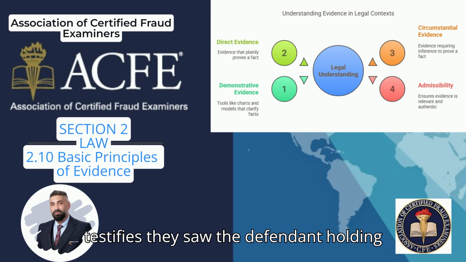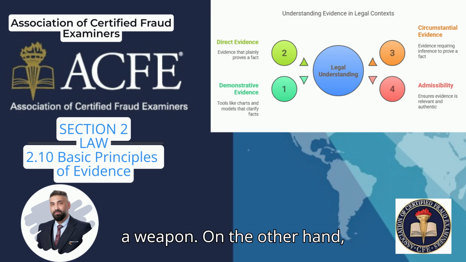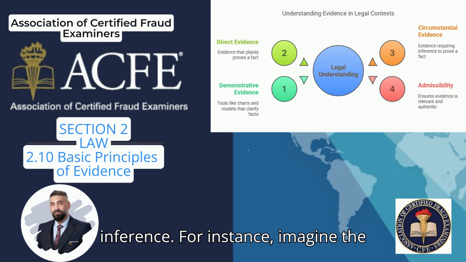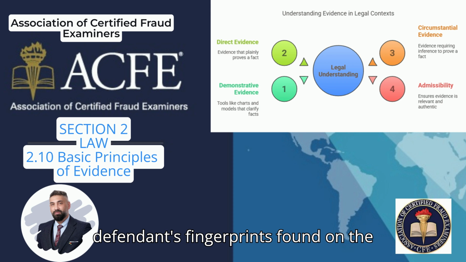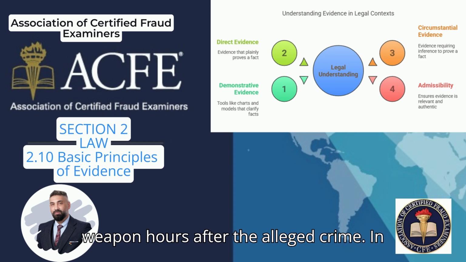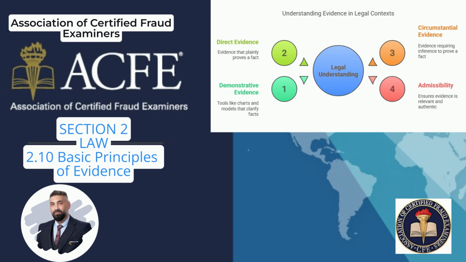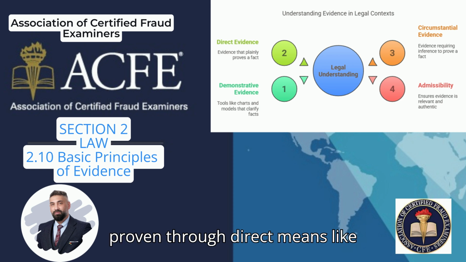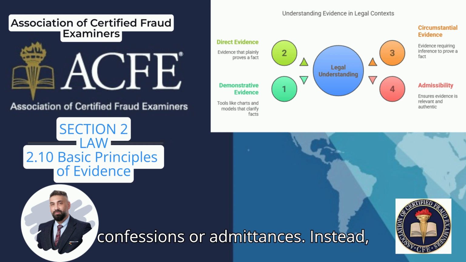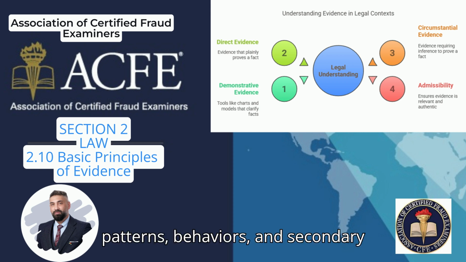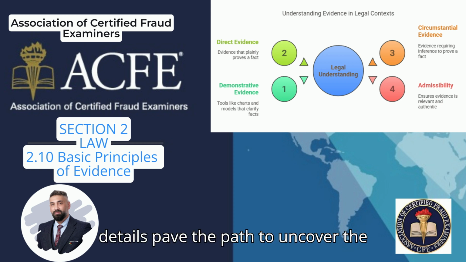Consider an eyewitness who testifies they saw the defendant holding a weapon. On the other hand, circumstantial evidence relies on inference. For instance, imagine the defendant's fingerprints found on the weapon hours after the alleged crime. In fraud cases, circumstantial evidence plays a pivotal role, as intent, so central in such cases, is rarely proven through direct means like confessions or admittances. Instead, patterns, behaviors, and secondary details pave the path to uncover the truth.